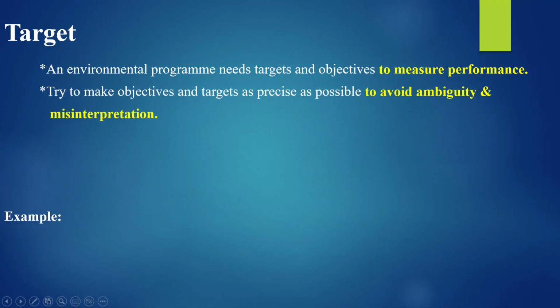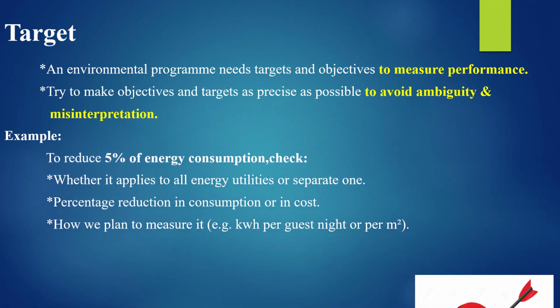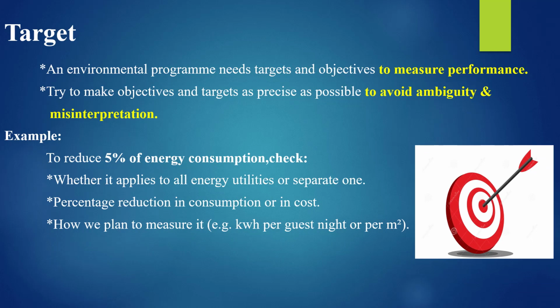Target. An environmental program needs to include targets and objectives against which business managers can measure performance. A good idea is to base them on last year's performance and try to achieve a percentage improvement. You may find it will help to distinguish between short-term targets and long-term objectives. Try to make your objectives and targets as precise as possible to avoid ambiguity and misinterpretation.